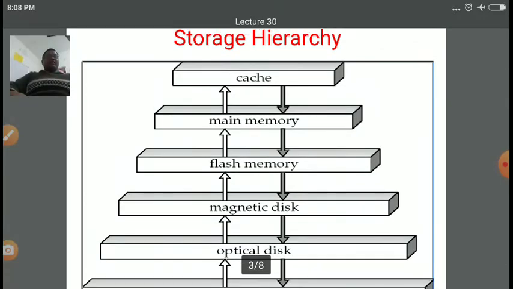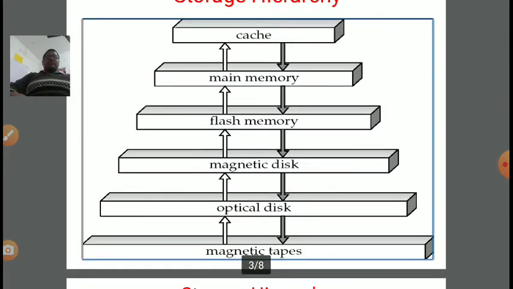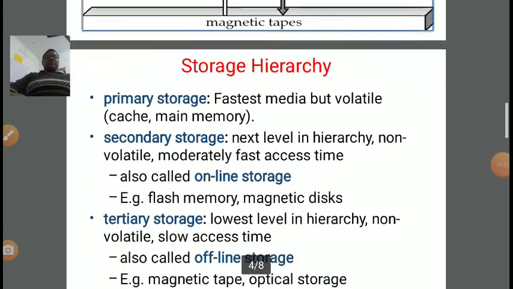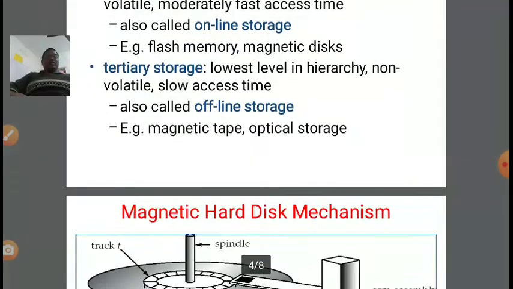So in this lecture, we discussed the storage hierarchy. In the storage hierarchy, we compared various types of memories: cache is the most expensive and faster than all the other memories. Then comes the main memory, then flash memory, then magnetic disk, optical disk, and magnetic tape. The storage hierarchy is generally classified in three manners: primary storage, secondary storage, and tertiary storage, right? We discussed primary: cache and main memory; secondary: flash memory and magnetic disk; and tertiary: all the offline storage like magnetic tape, optical storage, and removable storage devices.